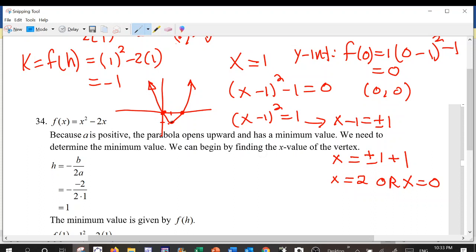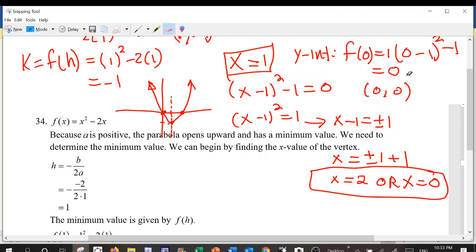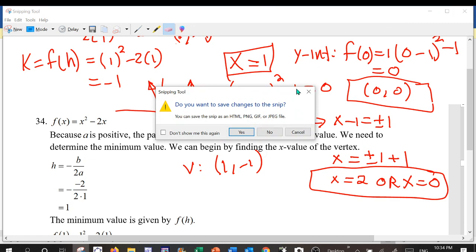And the axis of symmetry goes through right there, x equals 1. Right? That's the axis of symmetry. So these are the x-intercepts right here. That's the y-intercept right there. The axis of symmetry and the vertex, which was (1, negative 1). Okay, so that's number 34.